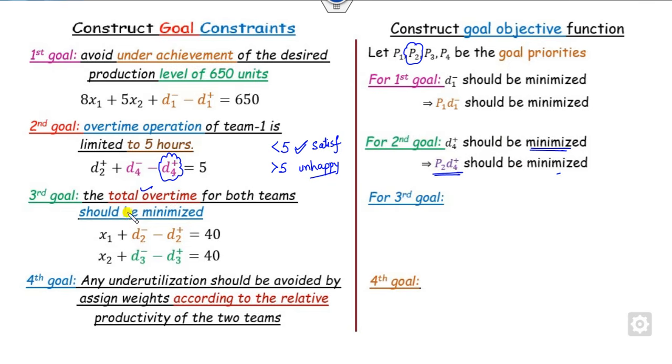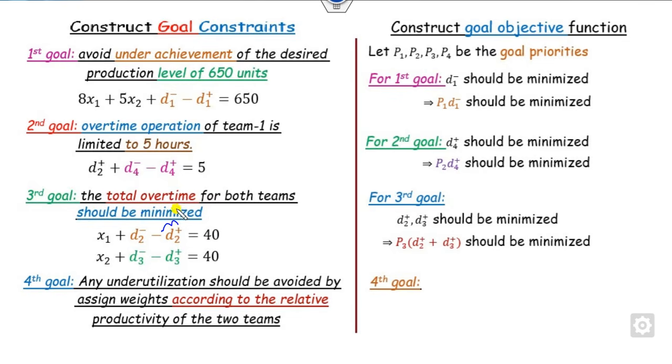Look at that, the total overtime should be minimized. Total overtime for both teams should be minimized. So again, can it be satisfied when greater than 40 or when less than 40? You can see that total overtime should be minimized, so this part should be minimized, because your target is the total overtime. This condition is satisfied according to this goal, and this condition is not satisfied. So whenever the greater-than condition is not satisfied, your target is to minimize these two, D2 and D3, and they should carry the positive sign.